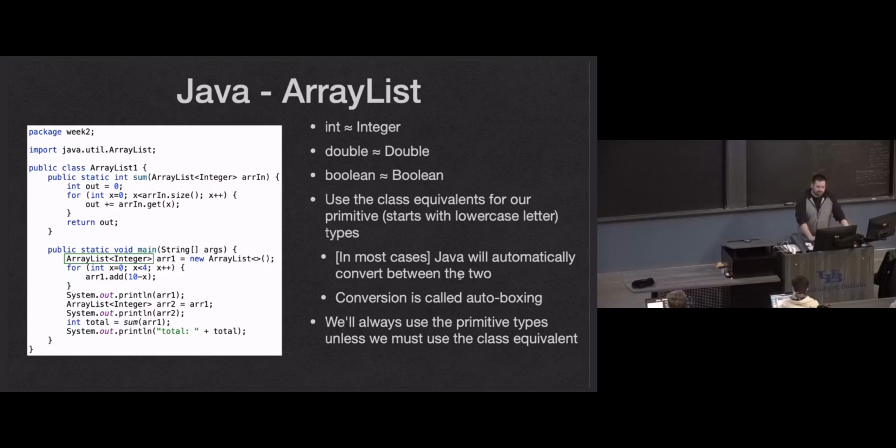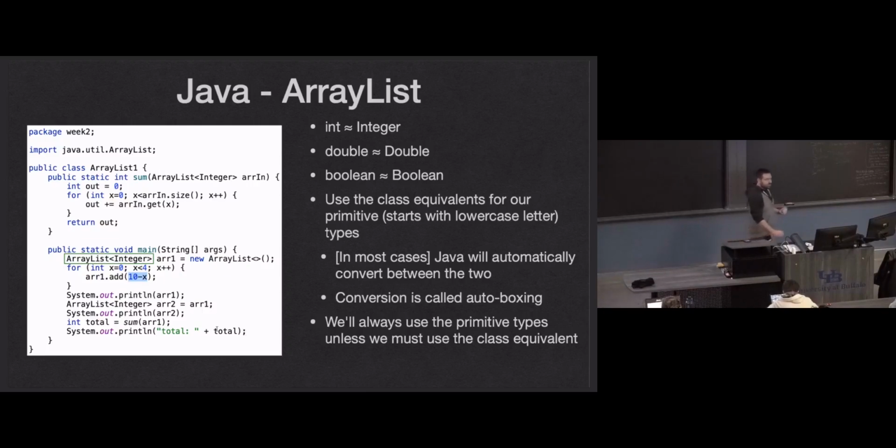So I have an ArrayList of capital I Integer, the class, but I have x, which is a lowercase int. I have 10, which is an int literal, which will be a lowercase int, not a capital I Integer. Java won't automatically turn this into the Integer class or object. So this is a lowercase int, and I'm adding it to an ArrayList of Integers. And that's perfectly fine. Java's going to be like, I got you. I know what you mean. So in most cases, Java's going to auto-convert between the two.